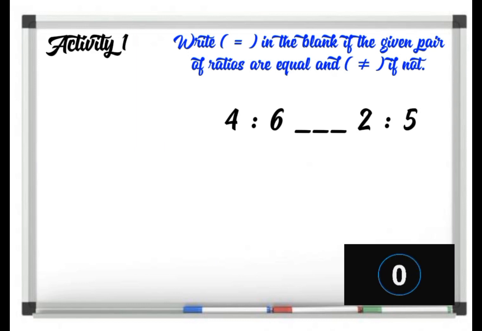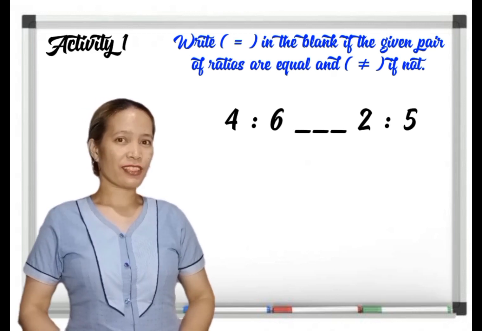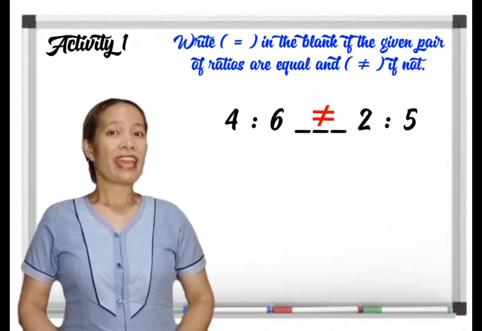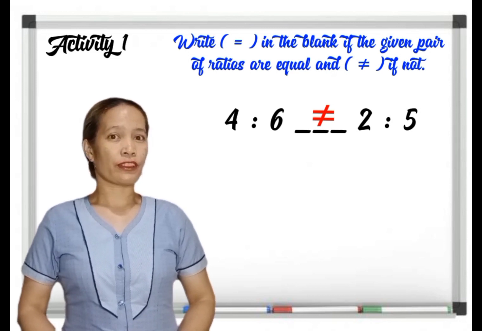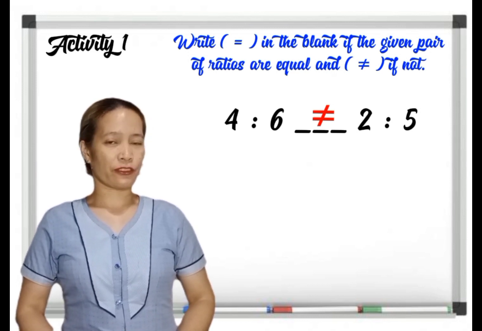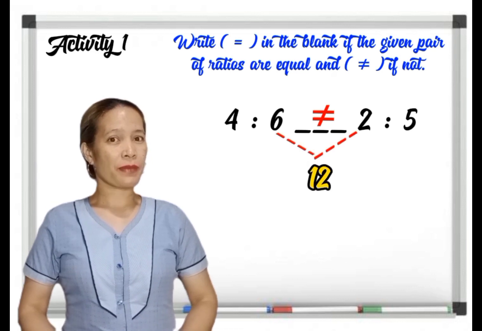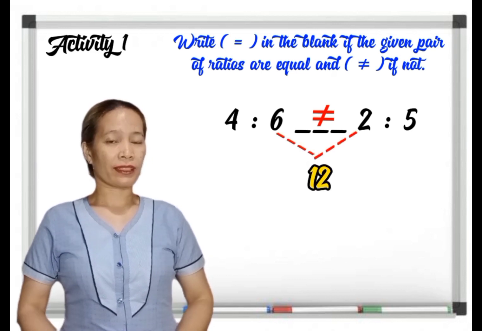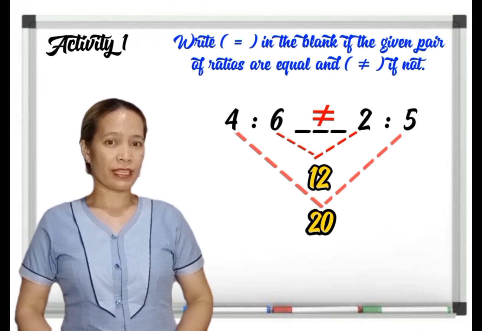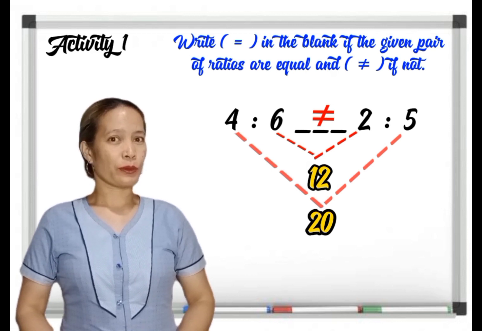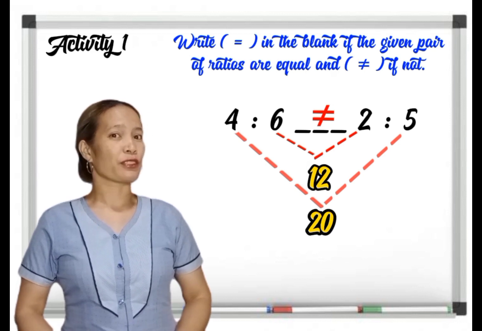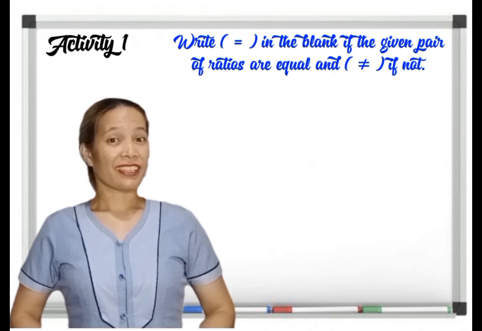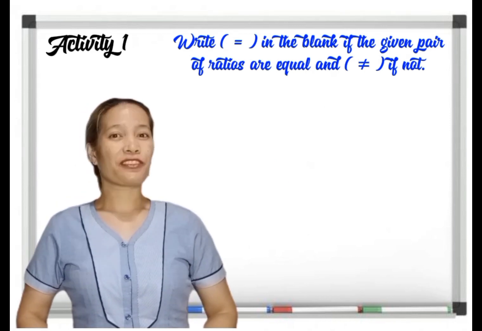Okay, what is the answer? The answer is not equal. Why? Because the product of the means and extremes are different. The product of the means is 12, while the product of the extremes is 20. So, 4:6 is not equal to 2:5. Did you get the same answer? Very good.